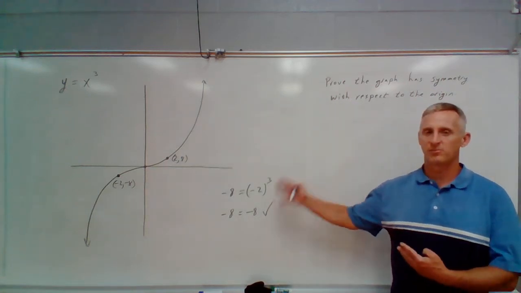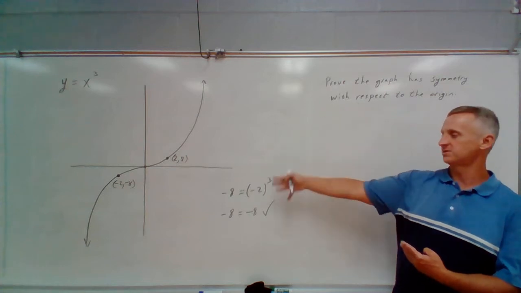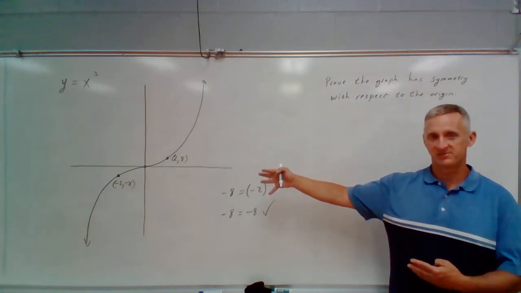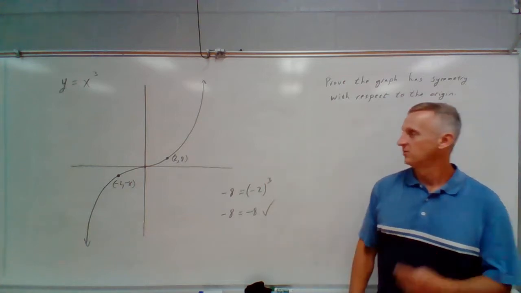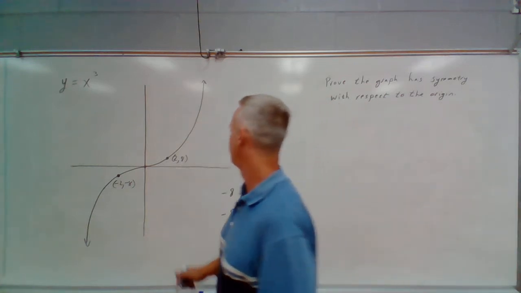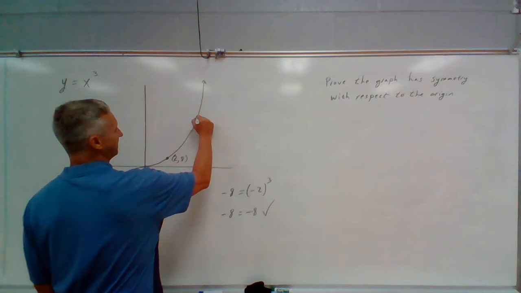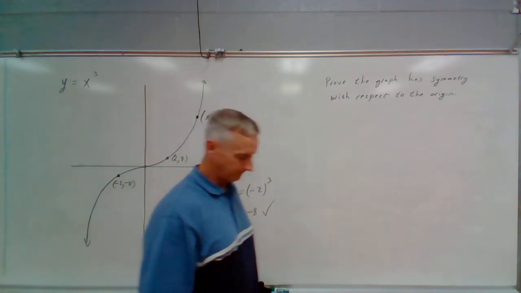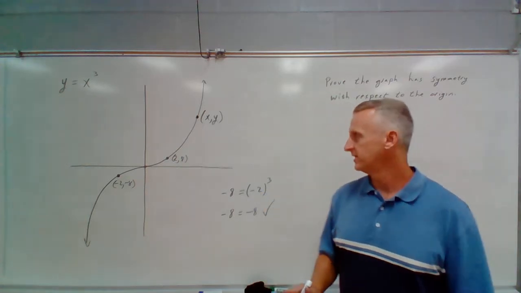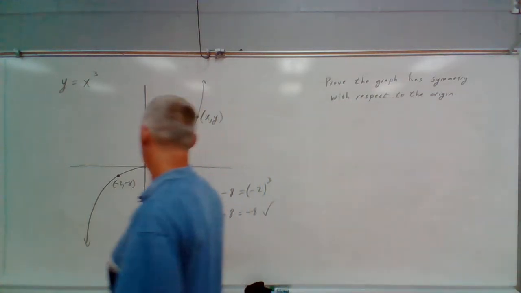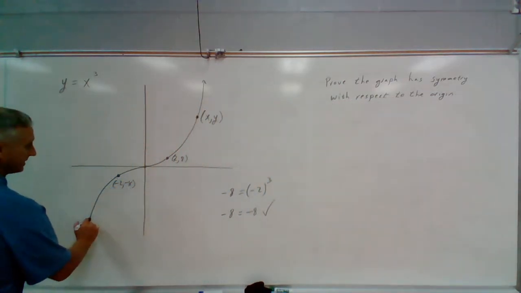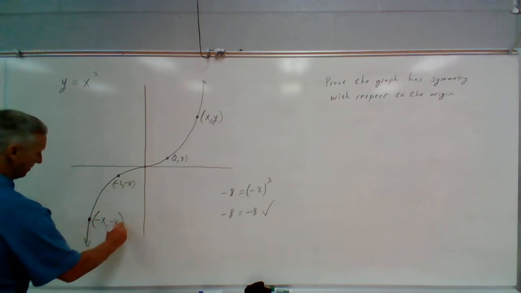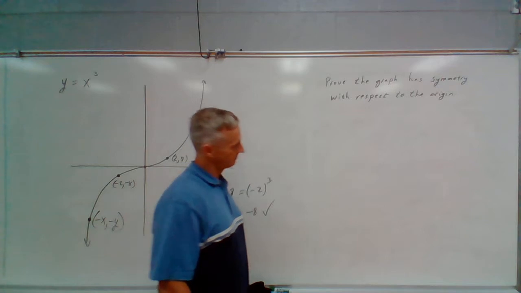Again, we can't prove it just with a bunch of examples. All those examples can lead us to believe that it's true, but it doesn't really prove it. We have to prove it for every point. So let's take any point on this graph, call it (x, y). Our goal then is to prove that (-x, -y) is on the graph.